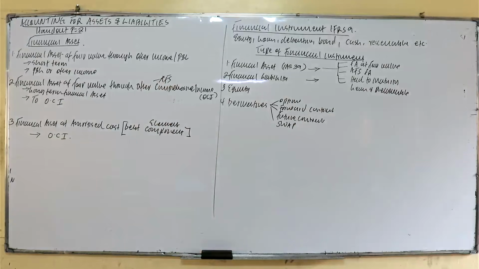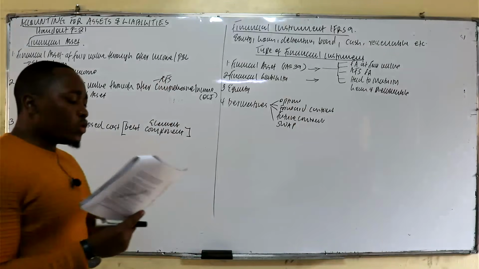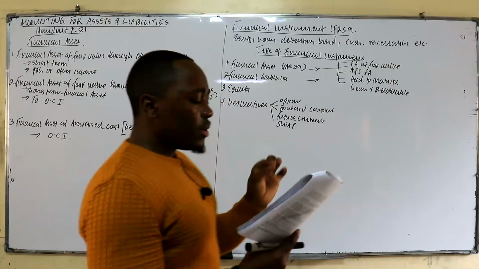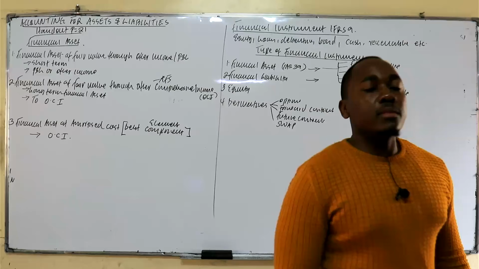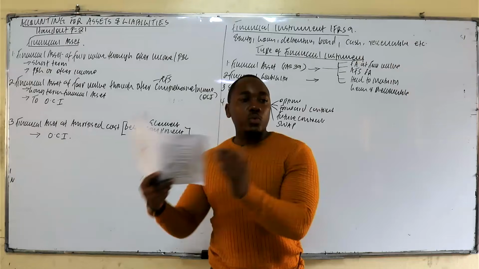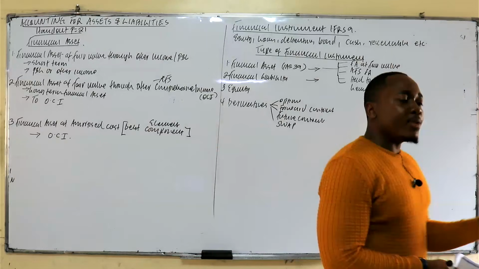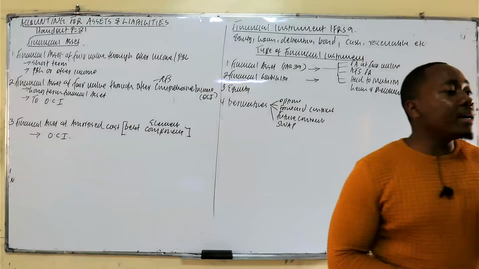We go back to the notes. A financial asset or financial liability should be recognized in the statement of financial position when the reporting entity becomes a party. That means it can either be a liability to you or an asset. That's when you should recognize. When the reporting entity becomes a party. Good.